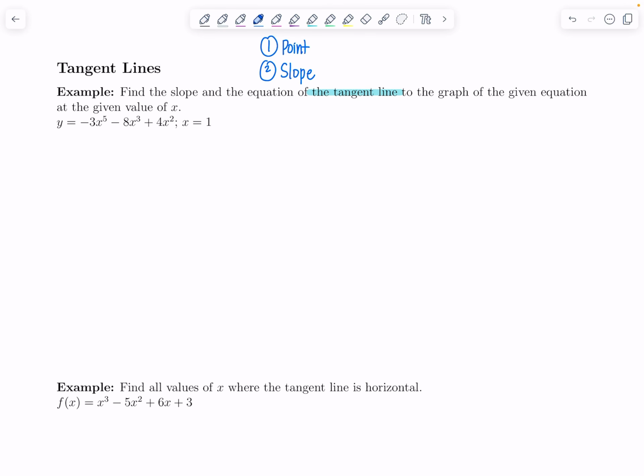They told me to find the equation of the tangent line at x equals 1. So I know the x coordinate of the point is 1. I have to go find the y coordinate. So how am I going to do that? I'm just going to plug it in for x into the function that was given.